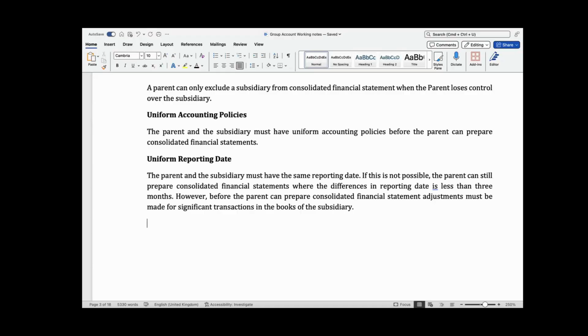My hands are up, sir. Okay, please ask questions, Lati. Thank you, sir. Just to get it clear, sir, you said that even if the reporting dates of the parent and the subsidiary are not the same, they can still go ahead and prepare consolidated financial statements if the difference is less than 3 months. When you say less than 3 months, it means 2 months and 1 month. Am I clear, sir? Or it could be a maximum of 3 months. Yes, maximum of 3 months. So it cannot be more than 3 months.